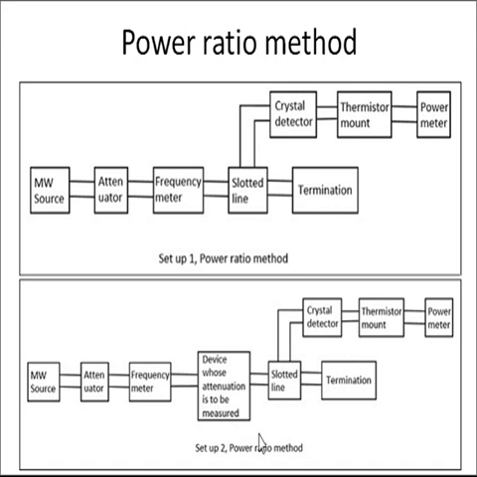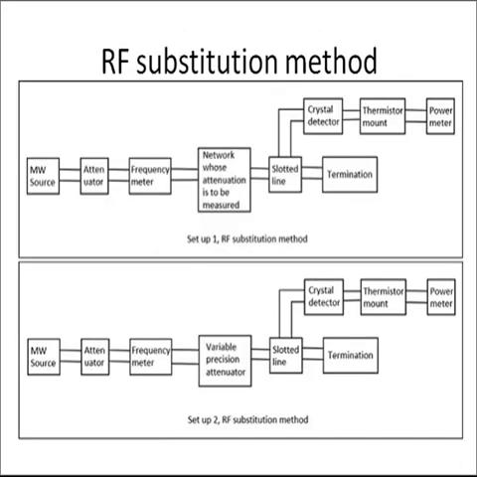Next we are going to see another method for knowing the value of attenuation done by a particular device. The second method is the RF substitution method. By using this method also we can know the attenuation provided by a particular device. Here also we have two setups. In the first setup we have the normal components as in the microwave bench setup, and additionally, in between the frequency meter and the slotted line, the device providing the attenuation has been added.